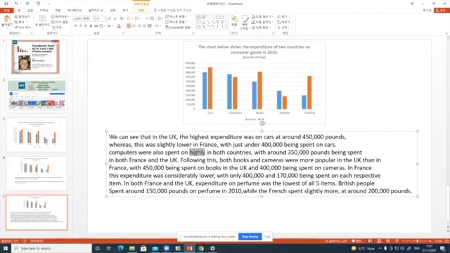So we're comparing the two countries. Slightly more, slightly less. We're comparing in this task, the comparison task. So those are the things to bear in mind, guys.